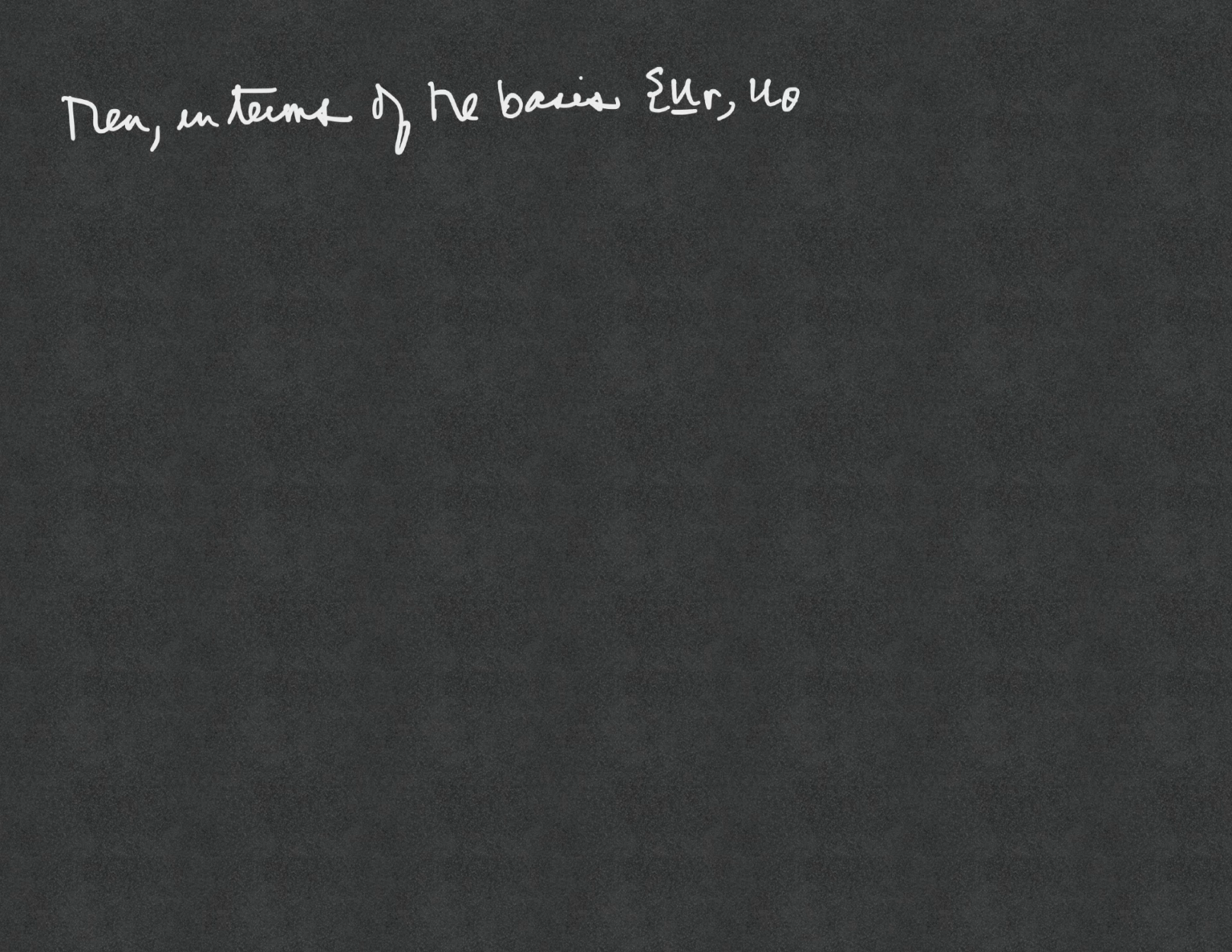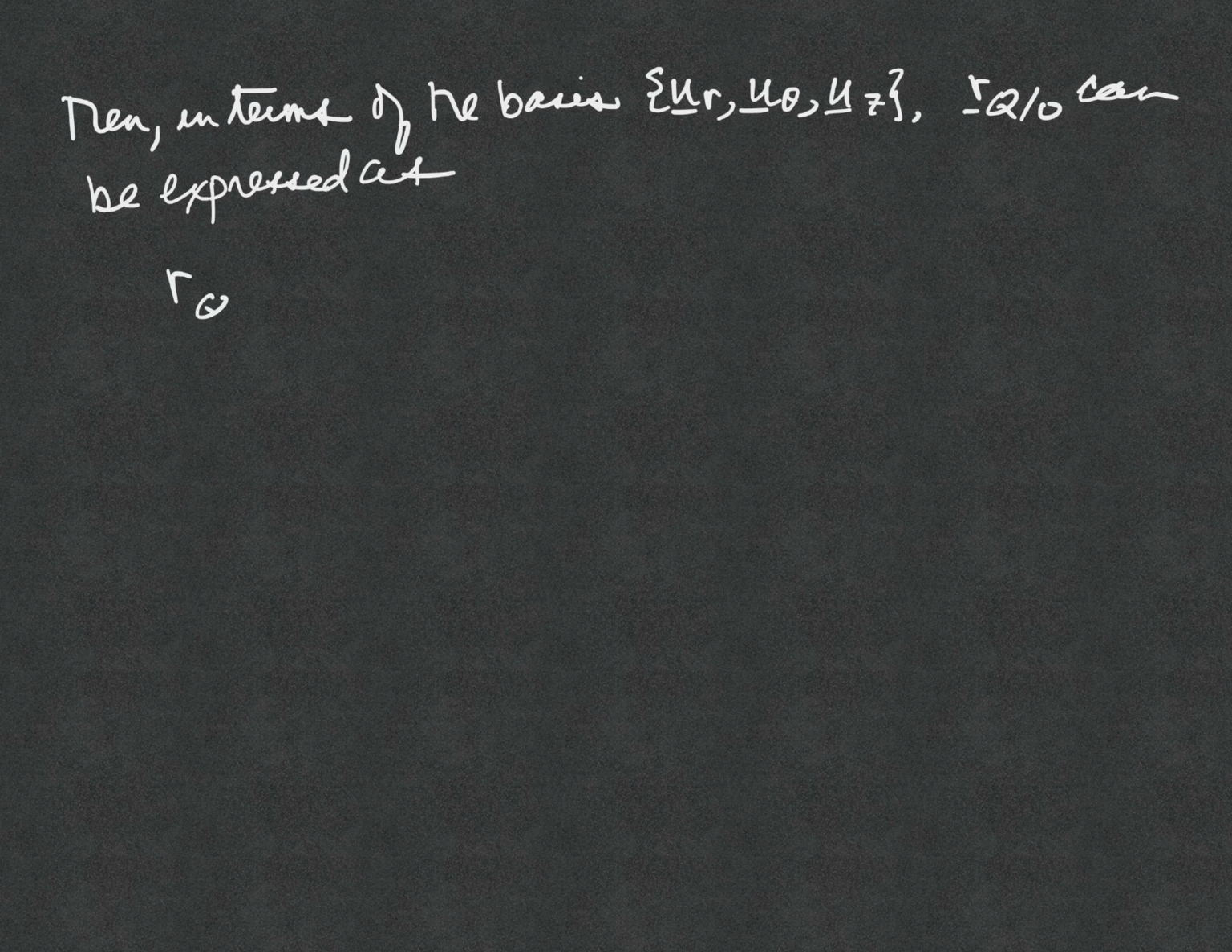So then, in terms of the basis UR, U theta, UZ, the position of Q relative to O can be expressed as R times UR. Now you see that that's a much simpler expression from what we had before.